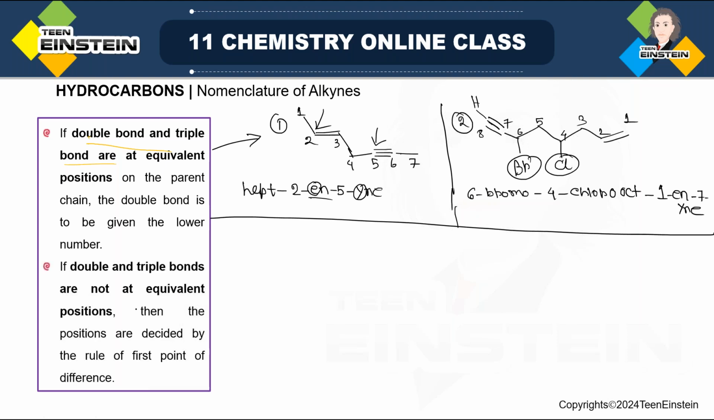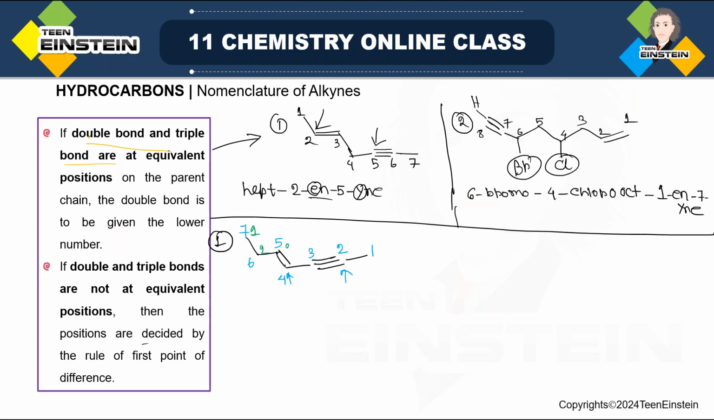Now when their positions are not equivalent, then the positions are decided by the rule of first point of difference. And under this, we will see the first example, double bond, triple bond, then methyl group. Now in this case, if suppose I am doing the numbering from this side, 1, 2, 3, 4, 5, 6, 7. Now here the triple bond is getting position number 2 and double bond is getting position 4, 2 and 4. But if you do the numbering from the other side, now see what will happen.